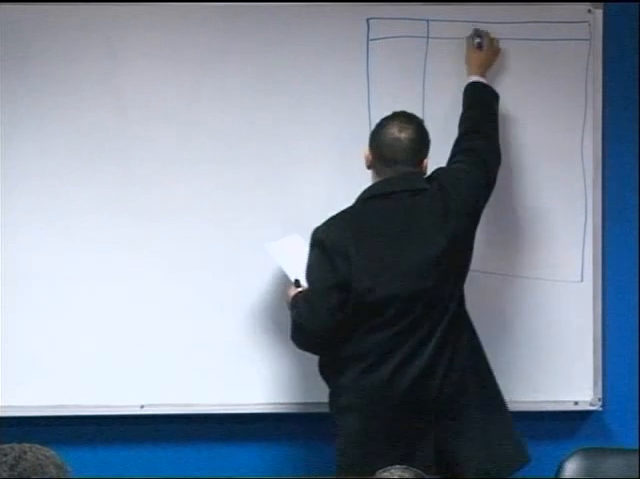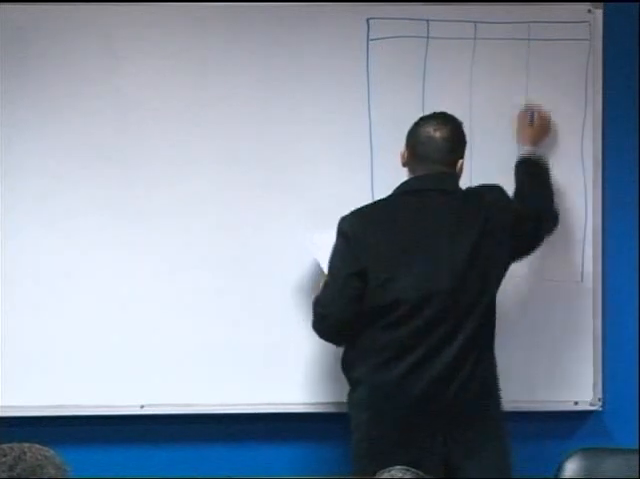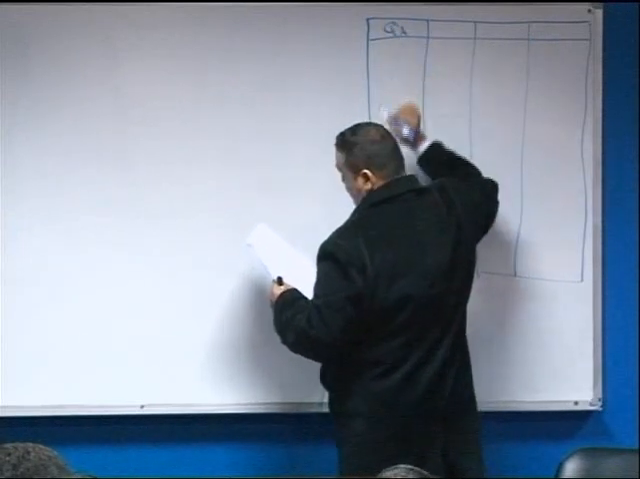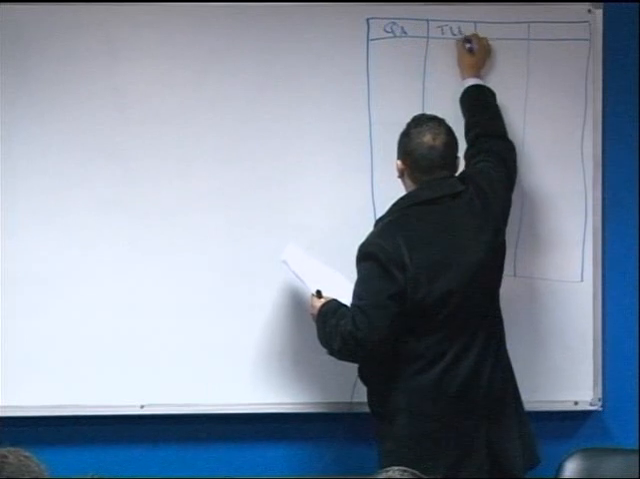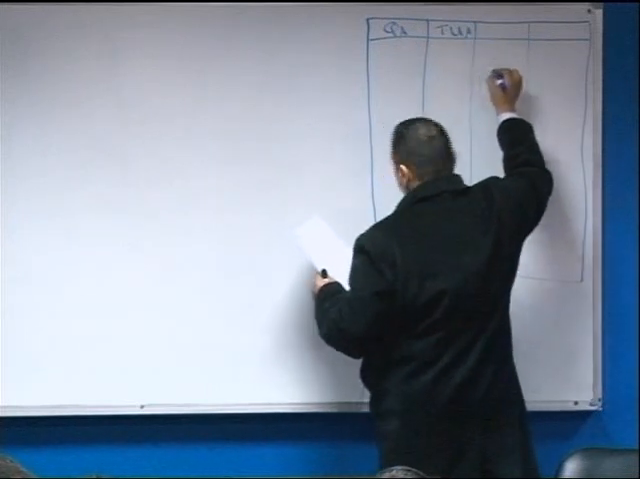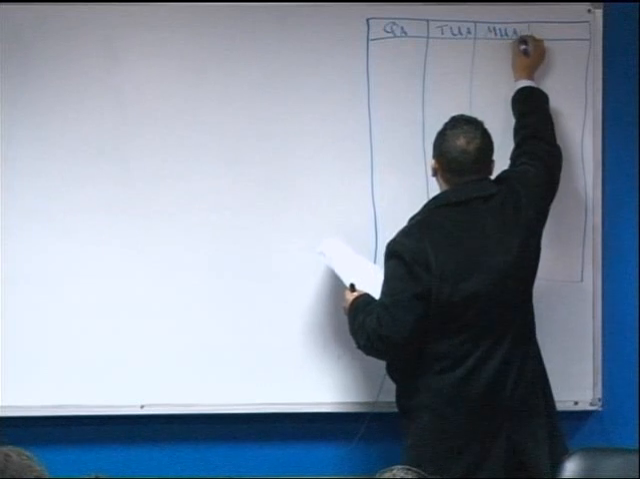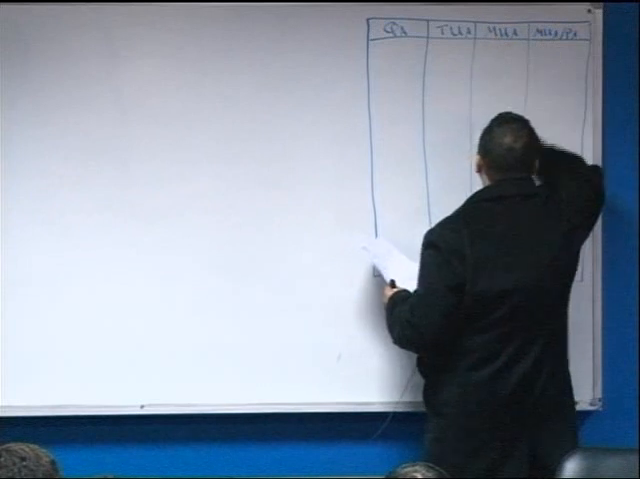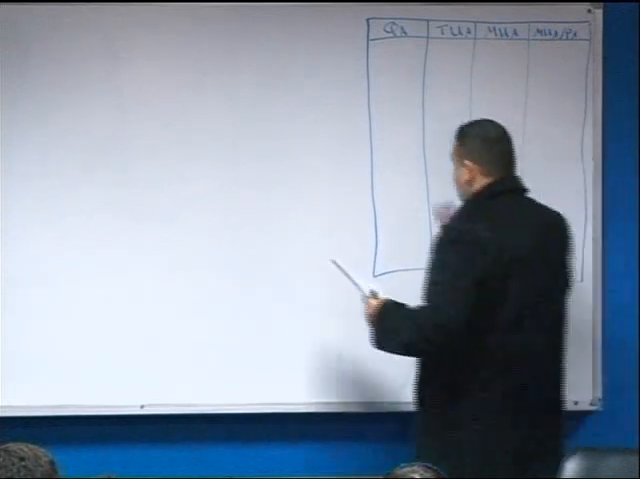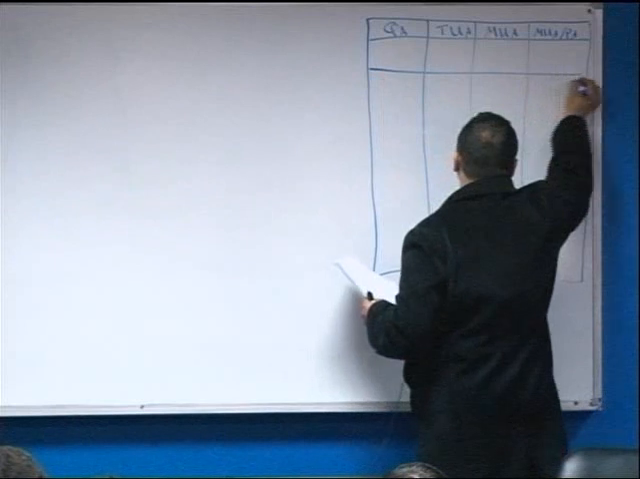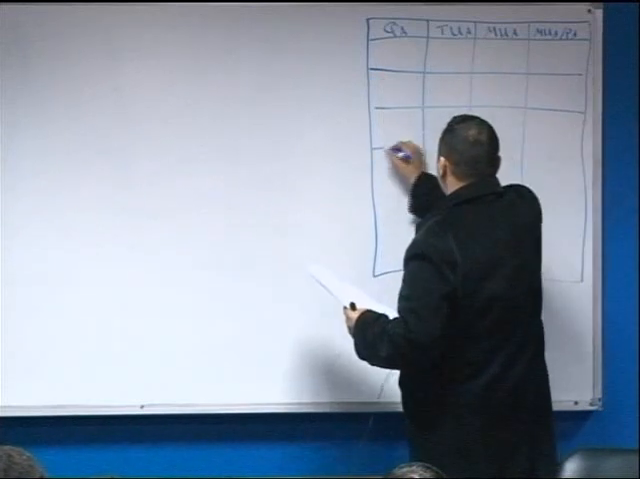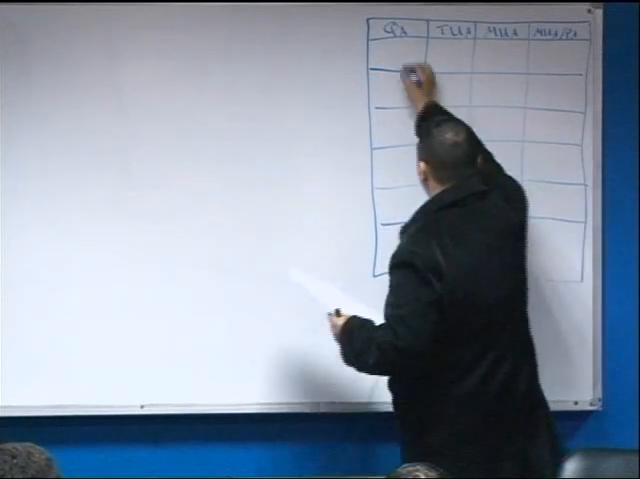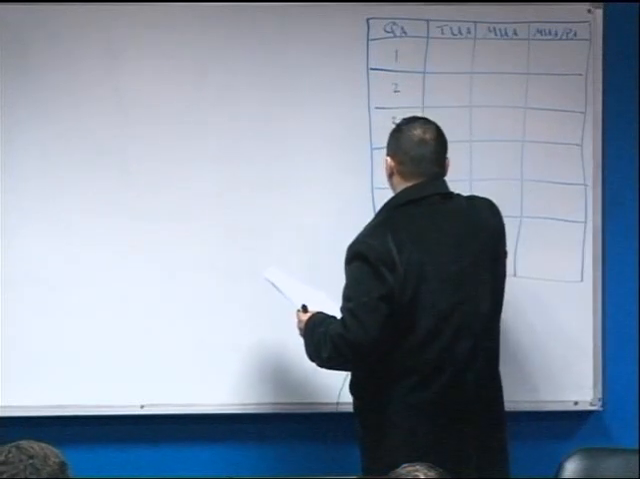One, two, three, four. Quantity demanded of A, total utility of A, marginal utility of A, and MUA over PA. The quantities are from 1 to 6: 1, 2, 3, 4, 5, 6.